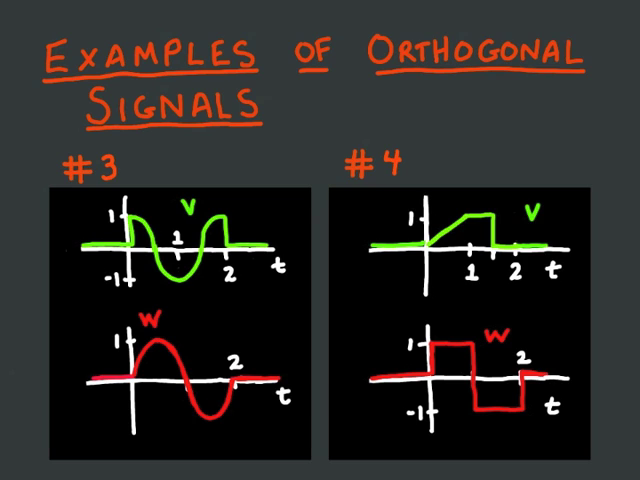Let's now look at two more examples of orthogonal signal pairs. In example number 3, we have two signals, V and W. V is a cosine wave between 0 and 2 seconds, otherwise it's 0. And W is a sine wave between 0 and 2 seconds, and otherwise 0. If you perform the integral of these two functions, you would indeed find out that they are orthogonal, but perhaps you can tell by looking at it geometrically.